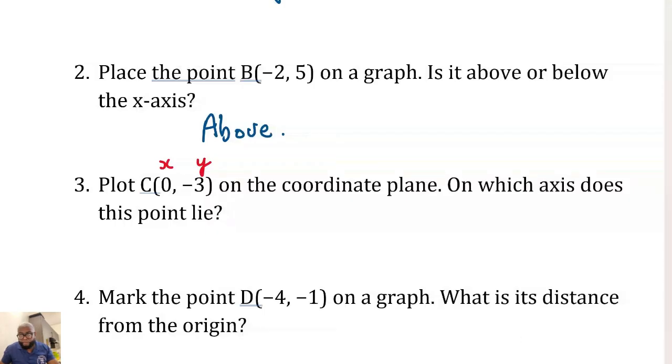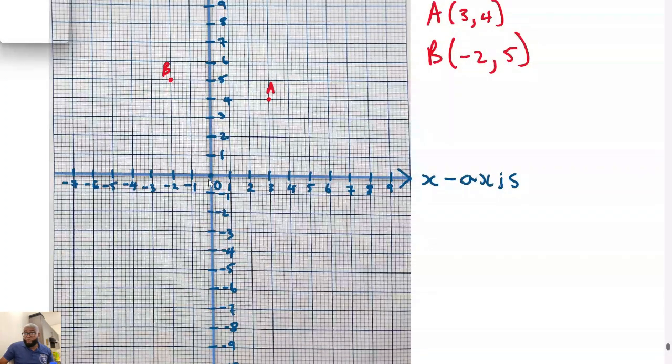Hold on, this one is difficult to plot, so you have to follow what I'm doing. My x-axis value would be 0. Since the x-axis value is 0, it simply means your coordinate is on the x-axis, because 0 is here. Sorry, I saw it wrong. It's not on the x-axis, it's on the y-axis, because everything in line with the y-axis is 0 on the x.